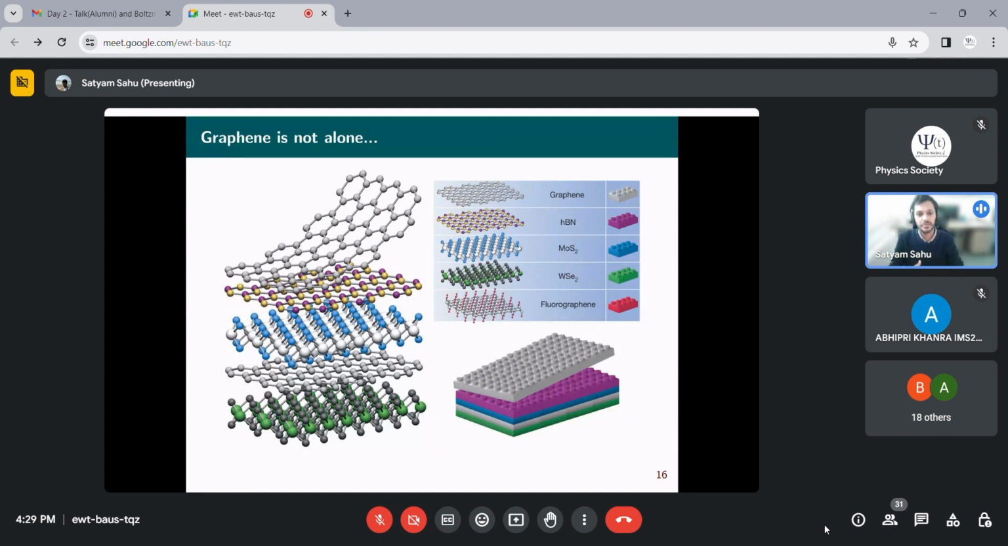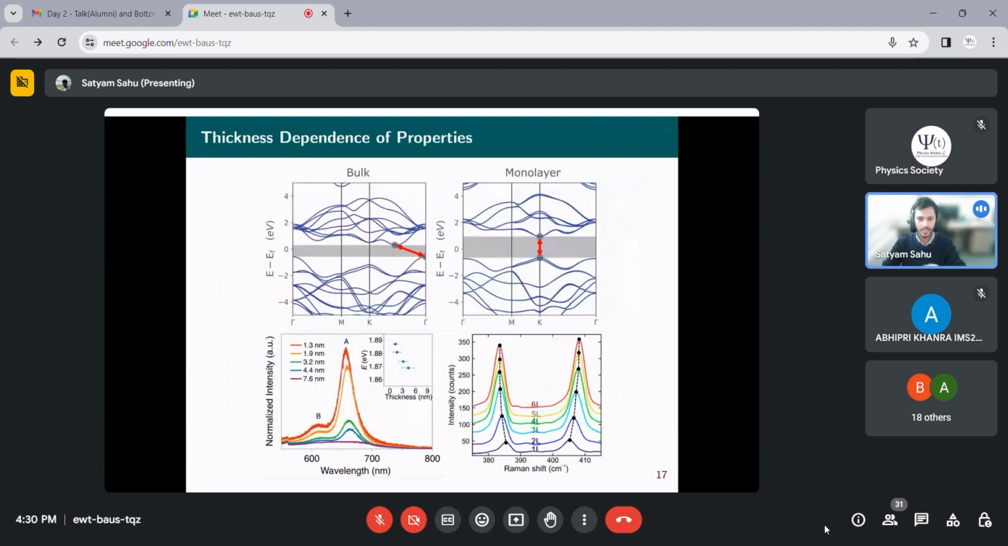Now, since we know that we can exfoliate these materials to monolayers, the interesting thing is that when you go from bulk to monolayers, you are essentially going from 3 dimensions to 2 dimensions, and while changing the thickness, you change their properties quite a lot. For example, if you see the top panels here, when you take bulk MoS2, here you have the maximum of the valence band. I hope you are able to see my cursor at least. So we have the top of the valence band here, and then the bottom of the conduction band.